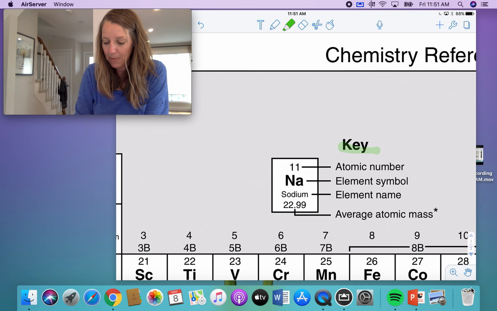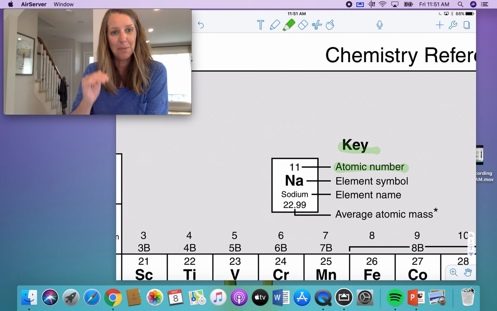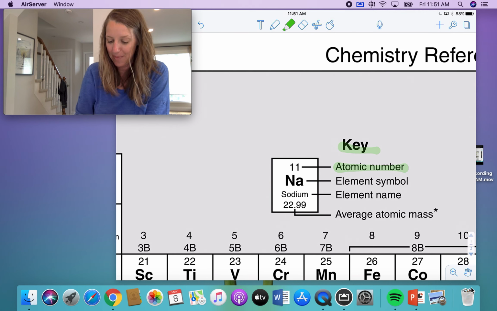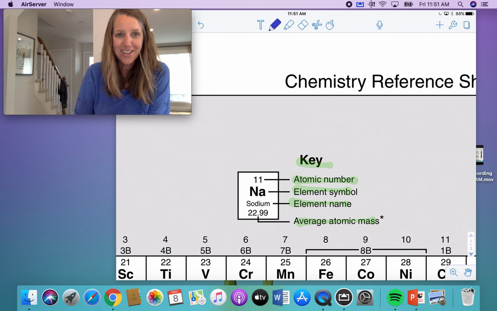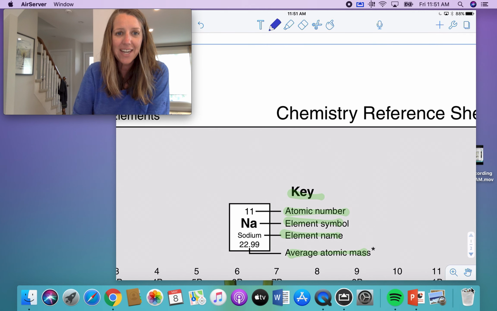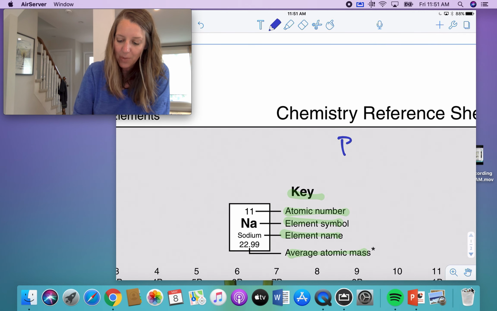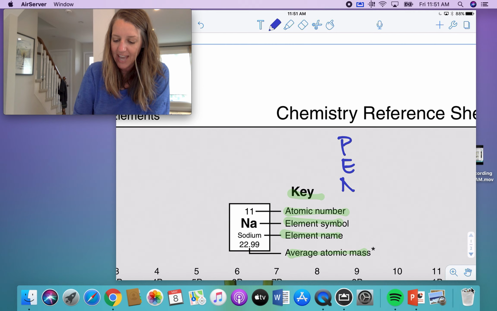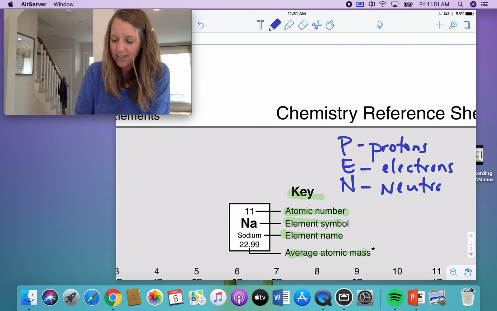Now, there's always a key on your periodic table. What do you need to remember? You know it's the atomic number, and the periodic table is ordered by number of protons. You've got a symbol, the name, and the atomic mass. Okay, you remember the three parts of the atom, the subatomic particles. We think about them in terms of the acronym PEN. P is obviously your protons, E is your electrons, and N is the neutrons.